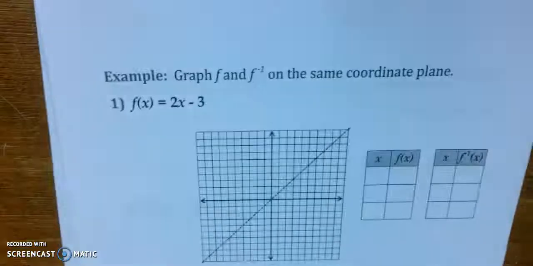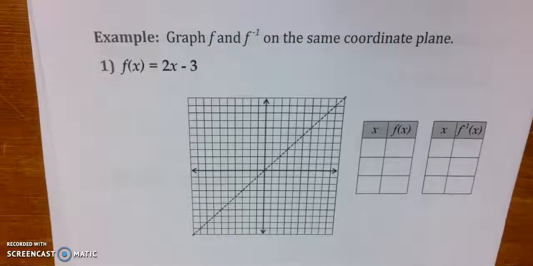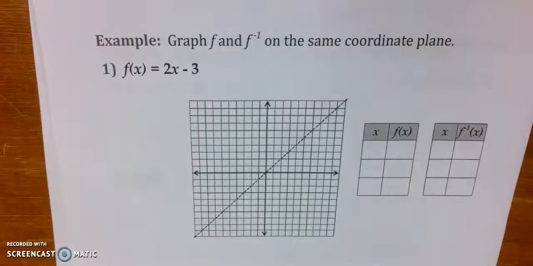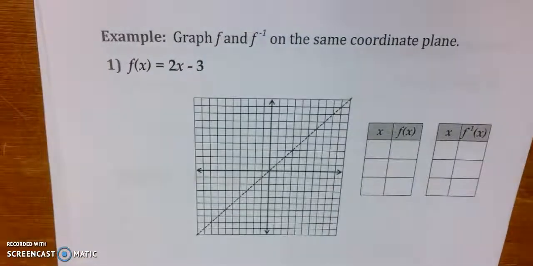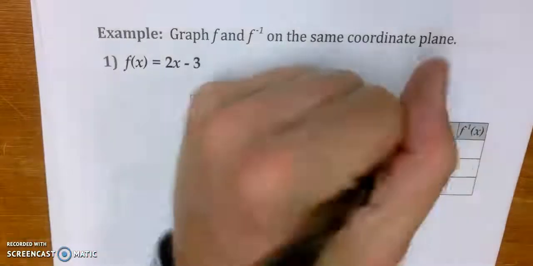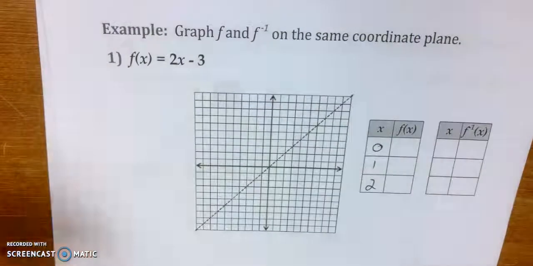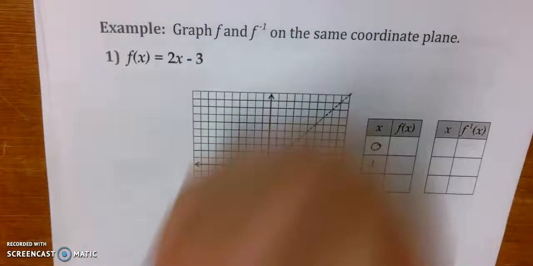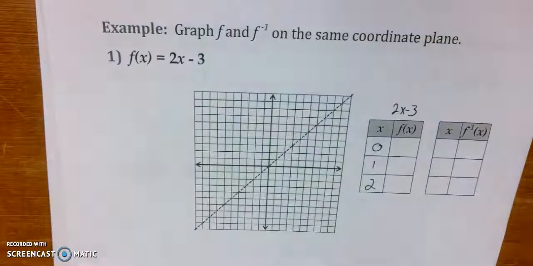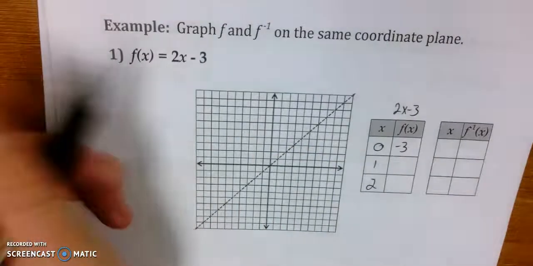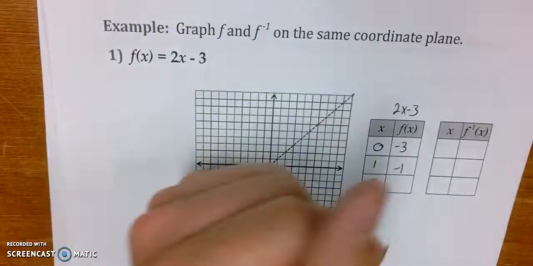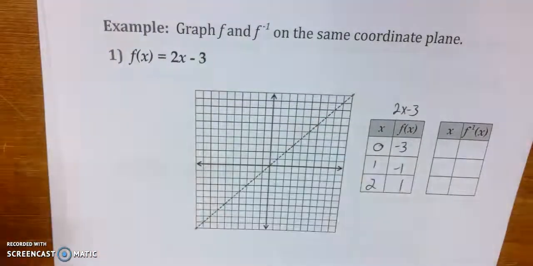To see an example of this, I want to graph 2x minus 3 and its inverse on the same line. So I need to find just 3 points. It could be any 3 points. I'm going to choose nice easy values. I can plug in 0, 1, and 2 pretty easily into this function of 2x minus 3. If I plugged in 0, 2 times 0 minus 3 is negative 3. 2 times 1 is 2. Minus 3 is negative 1. And then that would be positive 1.